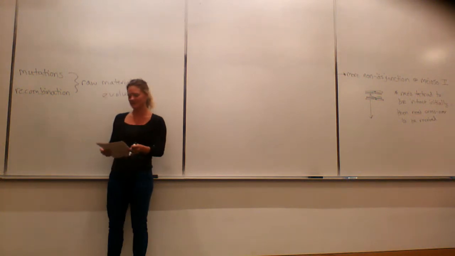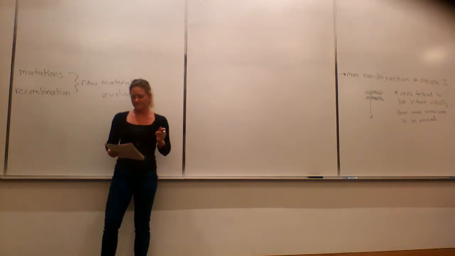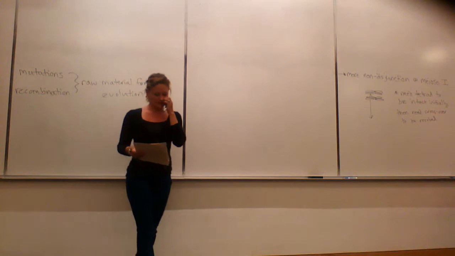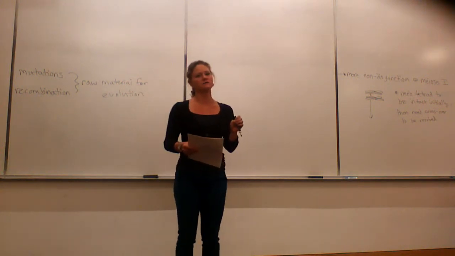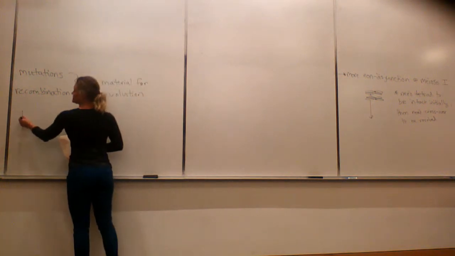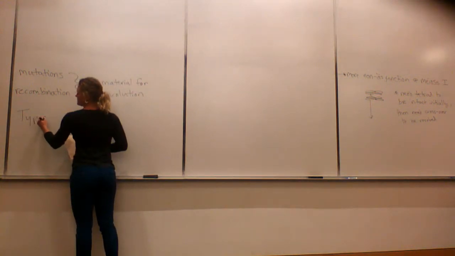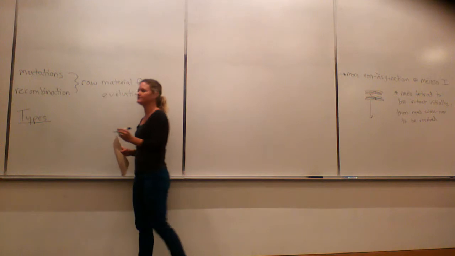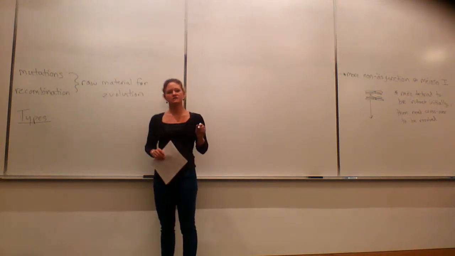So we're going to go through types first. And we're really only focusing on gene mutations, okay? So when we start our discussion about types of mutations, we're just considering those that are in coding regions, okay?